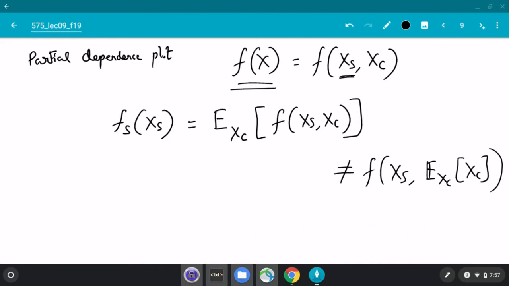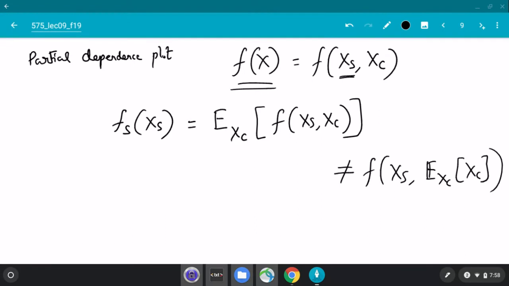I'm just saying that this is not equal to this. There are some situations where this is equal to this. Does anybody know in which situation this is the case? When can you push the expectation inside the function? Uniform is one candidate solution. What else?